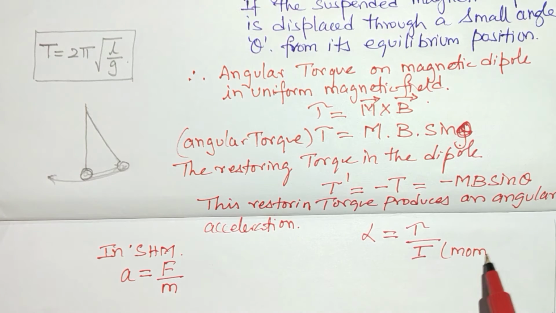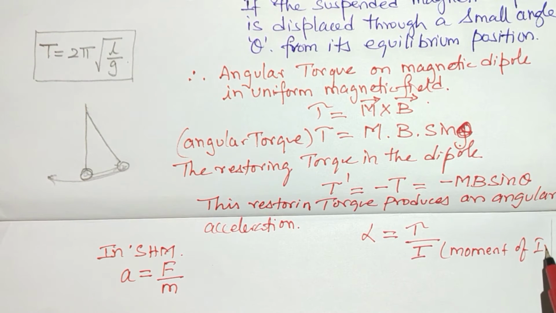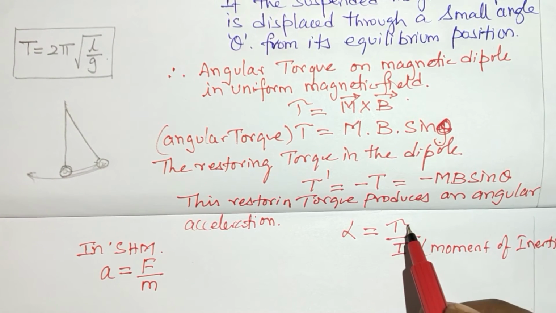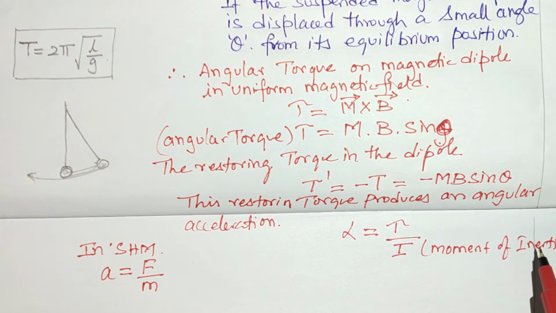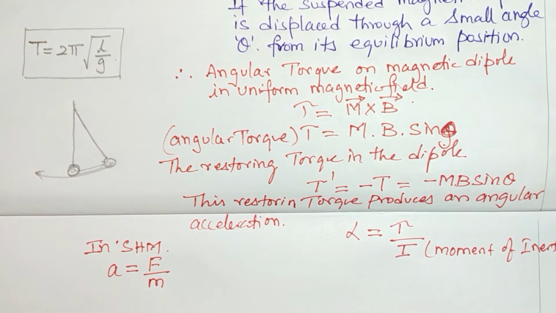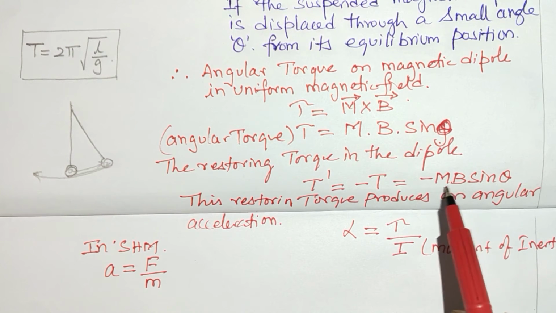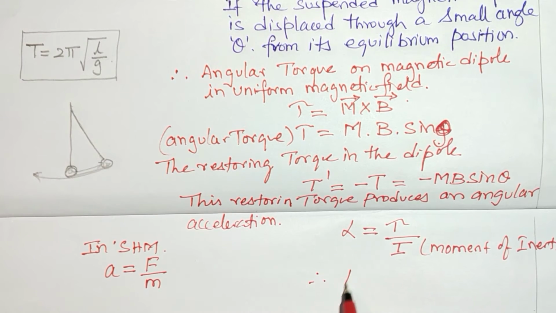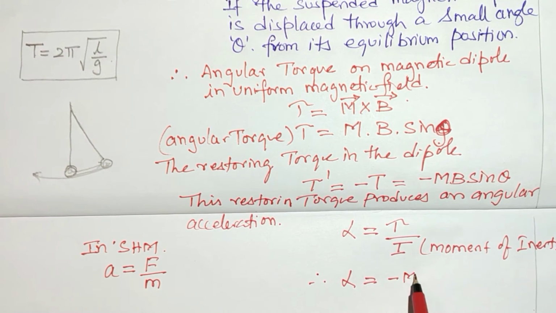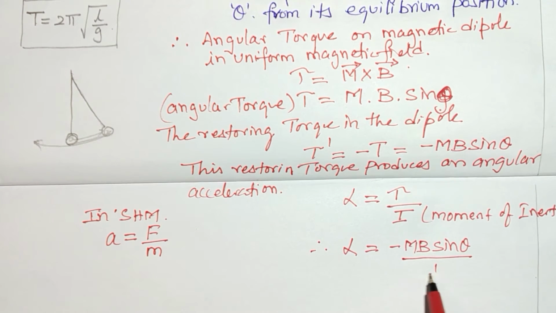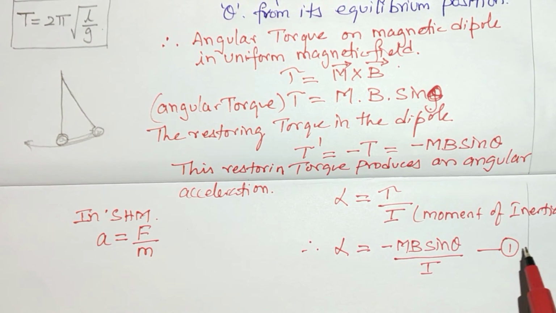This is the moment of inertia of the magnetic compass. So alpha is equal to torque by moment of inertia. Now what is the torque we have got here? Torque is equal to the restoring torque, minus MB sin theta. Therefore alpha is equal to minus MB into sin theta, whole divided by I. I will mark this as equation 1.